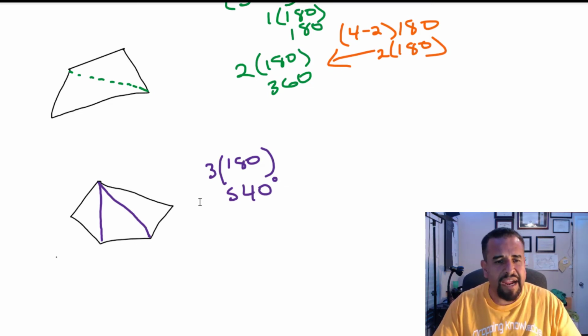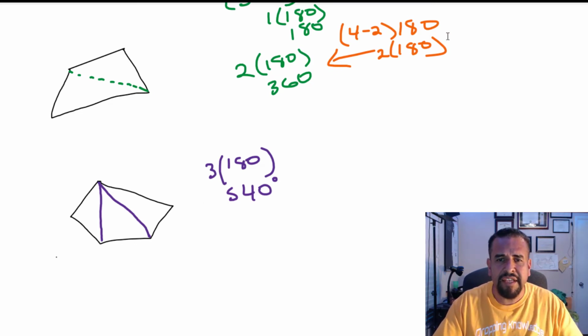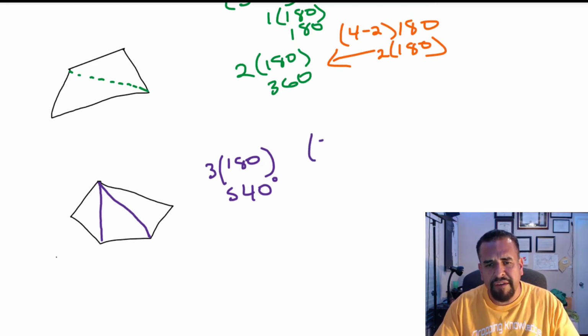Let's see it the other way by counting the sides and using this formula up here. So we have one side, 2, 3, 4, 5. We have 5 sides.